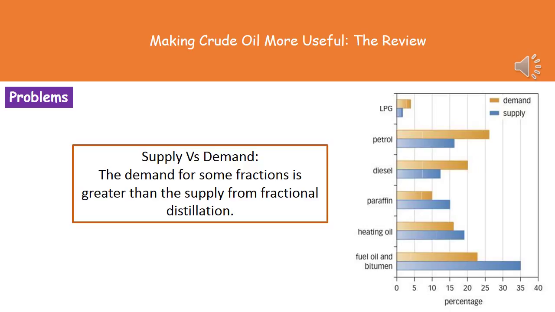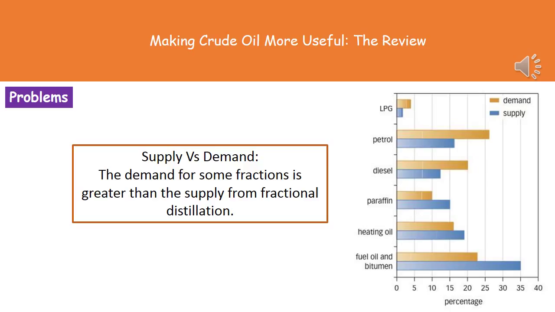So what we can see there is if we have a look at LPG at the very top there, the demand for LPG is greater than the actual supply we've got. So that just tells us that we don't get enough LPG just from fractional distillation to meet the demands. Same can be said for petrol and diesel. However, when we come to those lower fractions, the paraffin, the heating oil, the fuel oil and the bitumen, we can see we've got a greater supply than demand.